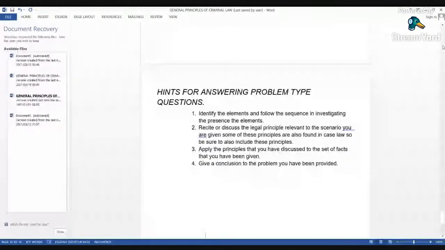And then we move on to the second thing. After you identify the elements, the second thing: recite or discuss the legal principles relevant to the scenario you are given. Some of those principles are also found in case law, so be sure to also include those principles. So when we're talking about the legal principles that relate to the specific scenario that you've been given, right?